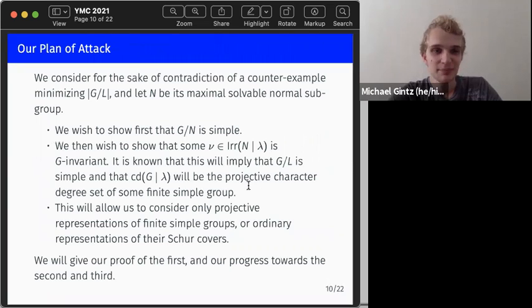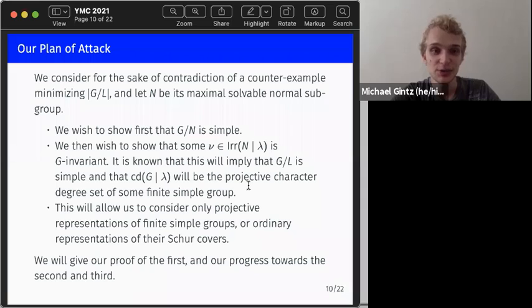So we have a 3-step plan for proving this problem. And what we want to do is consider a counterexample which has the minimum value of the group we care about, which is G over L. And for notation, we're always going to let N be the maximal solvable normal subgroup of G. Now we want to show first that G over N is simple. And we then wish to show that for some irreducible representation of N pipe lambda, it's going to be G invariant, which just means that if we conjugate by elements of G, we get the same representation.